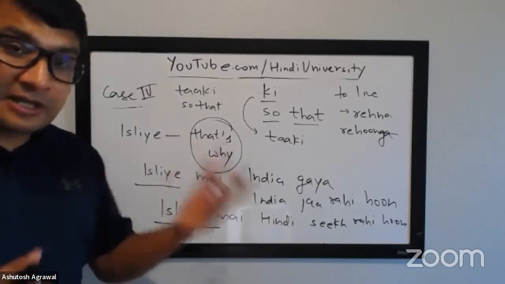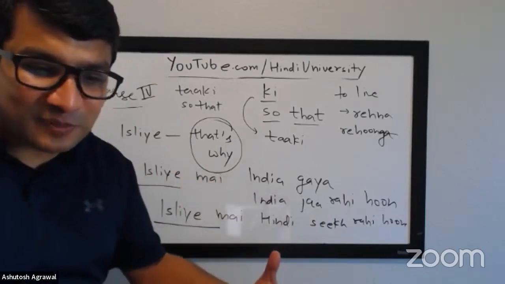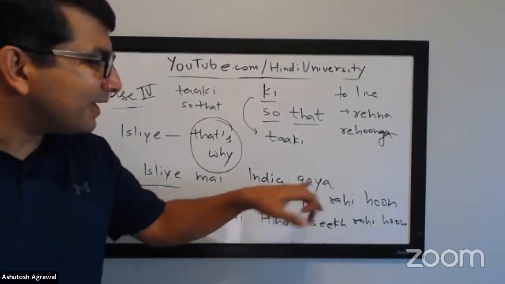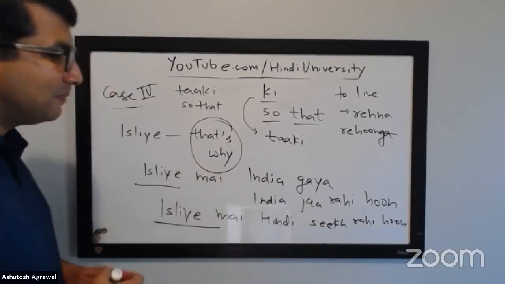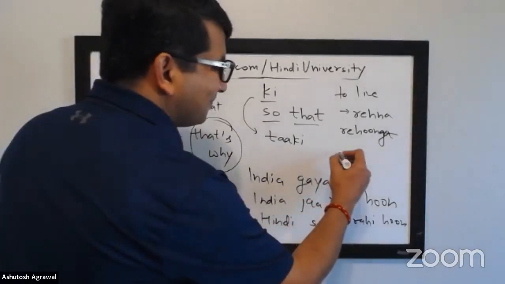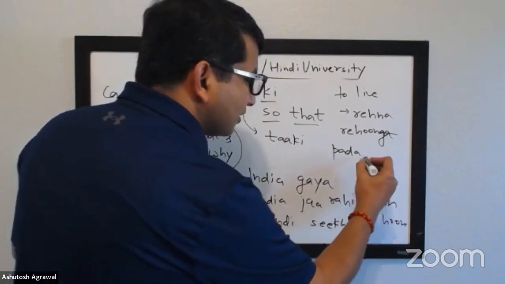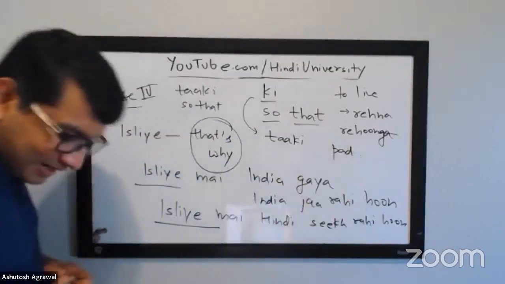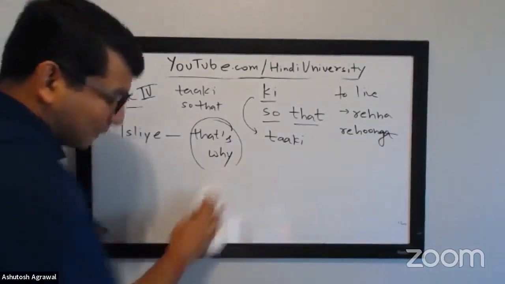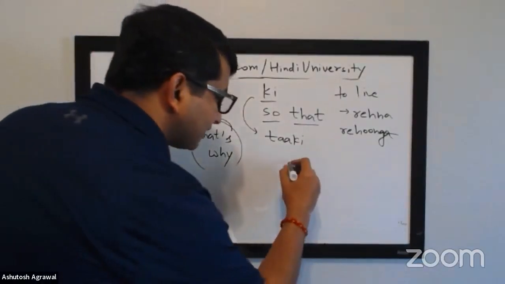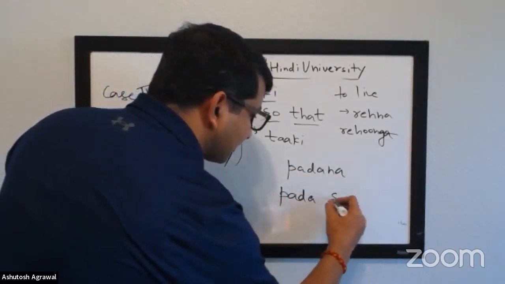Okay. And the second one is मैं हिंदी सीख रही हूँ ताकि, now finish it up, Anushka ji. मैं हिंदी सीख रही हूँ ताकि मैं course पढ़ूँ. Okay. So that I may teach a course. So you can see, you can conjugate either padhana, to teach, or you can conjugate padha sakna.